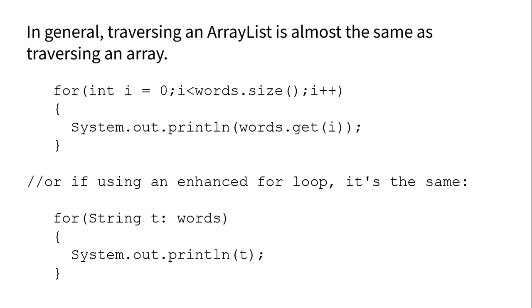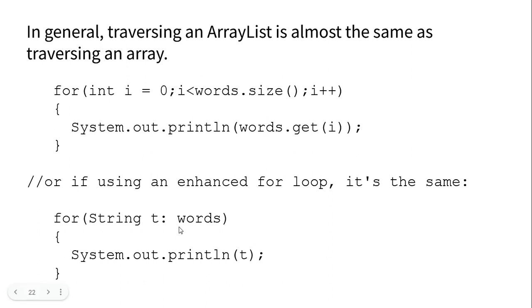In general, traversing an array list is almost the same as traversing an array. So here I'm printing everything in the array. I'm doing a for loop starting at 0. Remember, the first item is index 0. And I'm saying i less than words.size. And then I'm printing it. To print, you use the get command instead of square brackets.